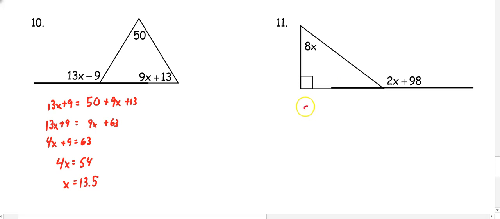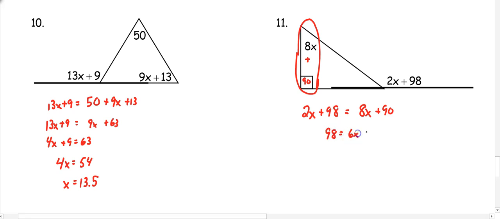Number 11, my exterior angle is 2x plus 98, which is equal to my remote interior angles added together. Remember that this box is 90 degrees. So 8x plus 90. So I'm going to subtract 2x from both sides. I get 6x plus 90. I'm going to subtract 90 from both sides. 8 equals 6x. And when I divide by 6 on both sides, I get that x is 4/3, or we could say that x is 1.33 repeating.